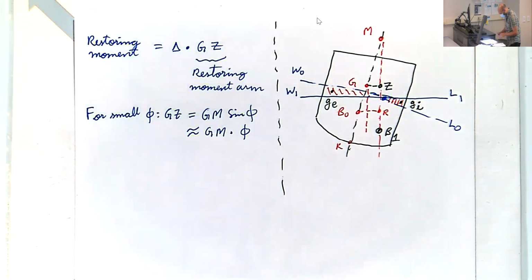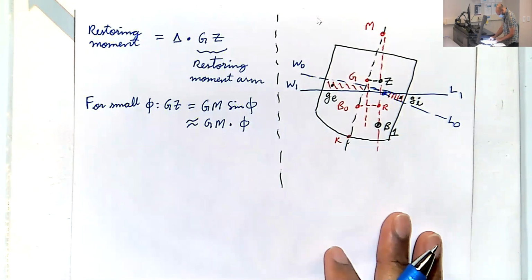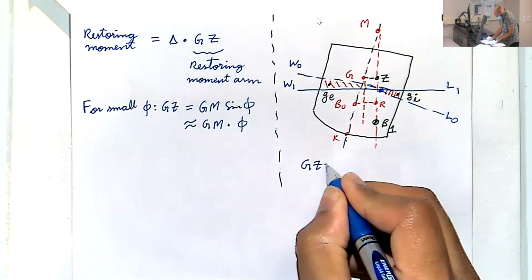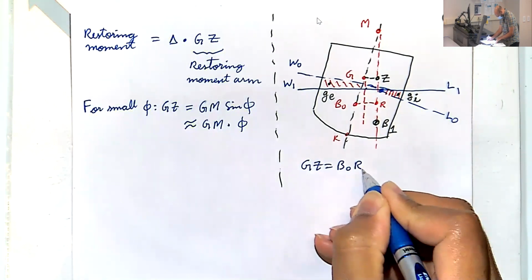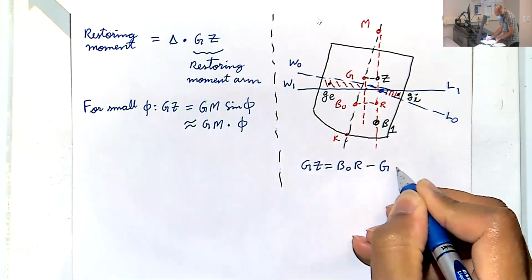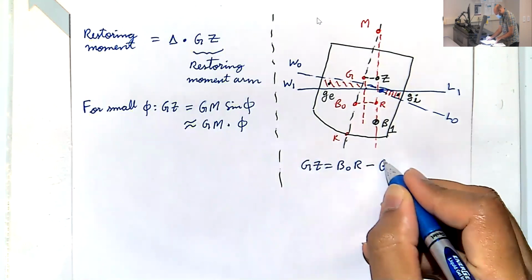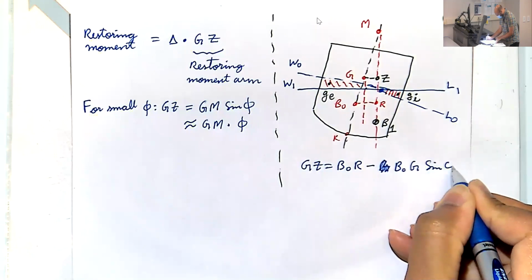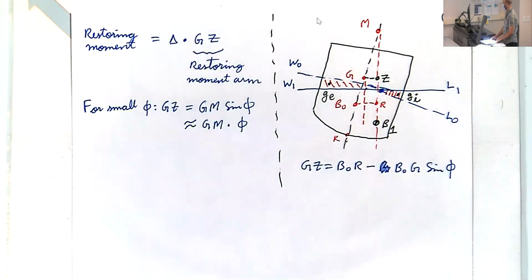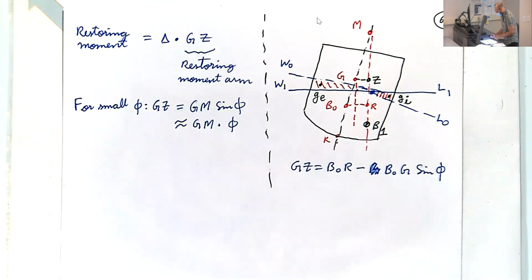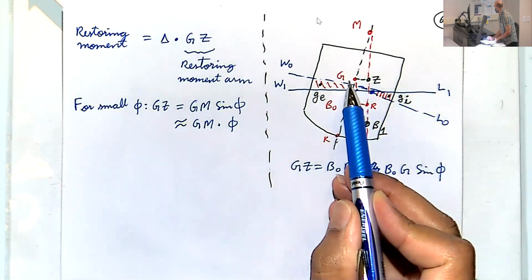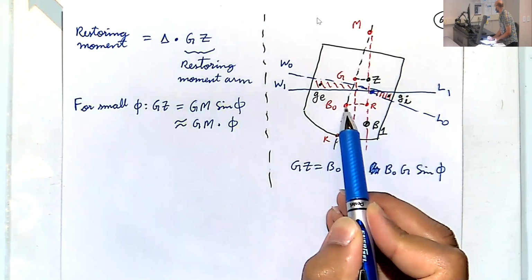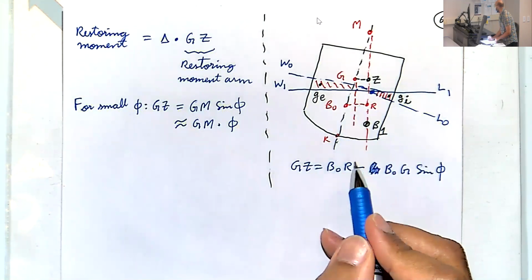For large angles, it becomes a bit more complicated. So here we would get GZ is B0R minus B0G sine phi. It's just trigonometry. We see this G to Z length is basically B0R minus this little part. That's exactly what's written here.